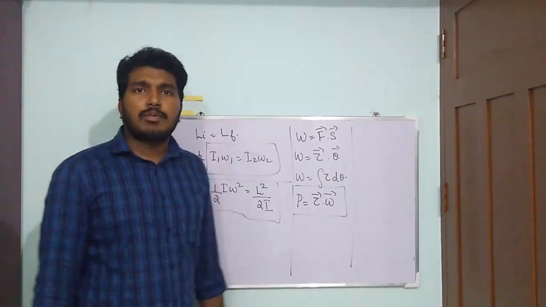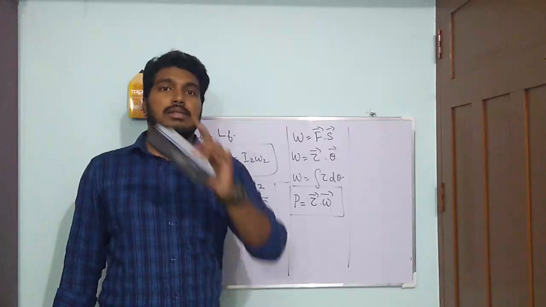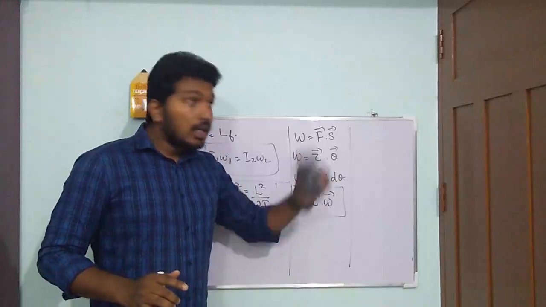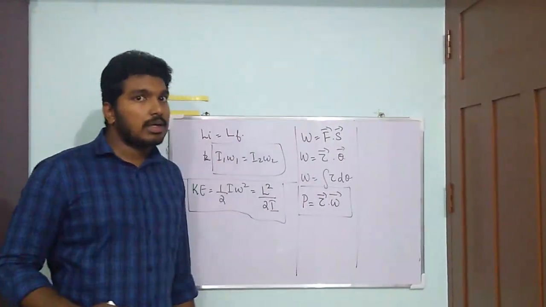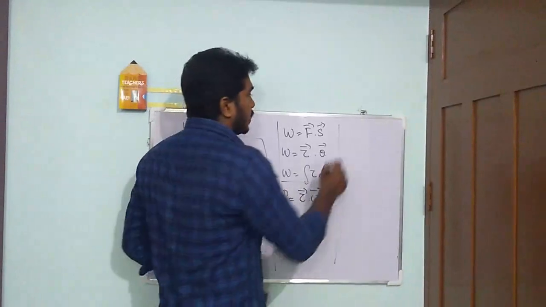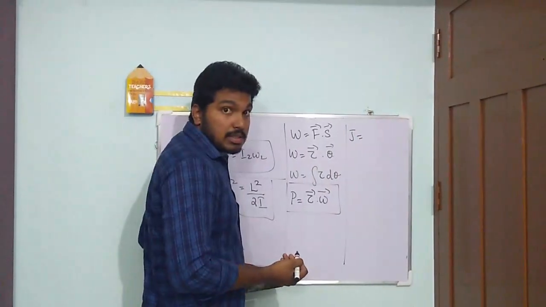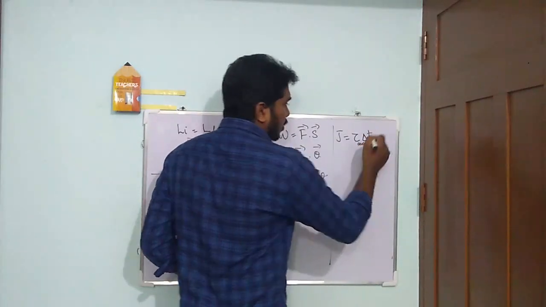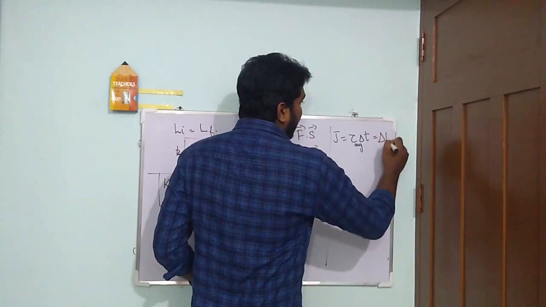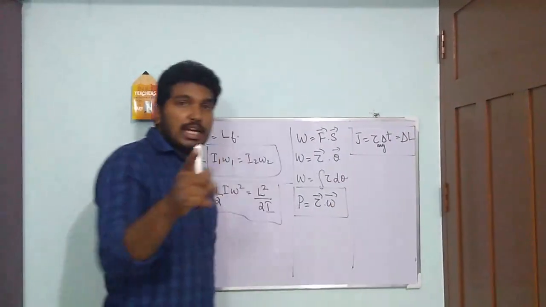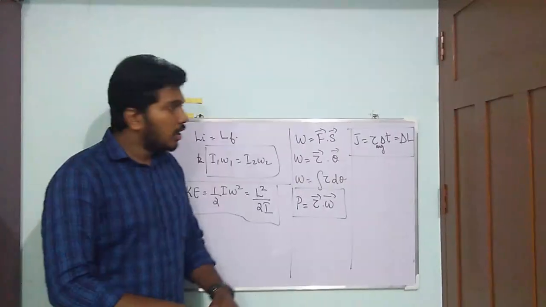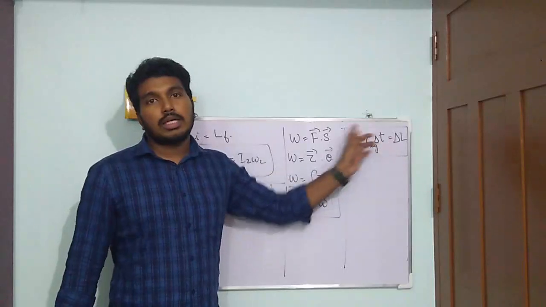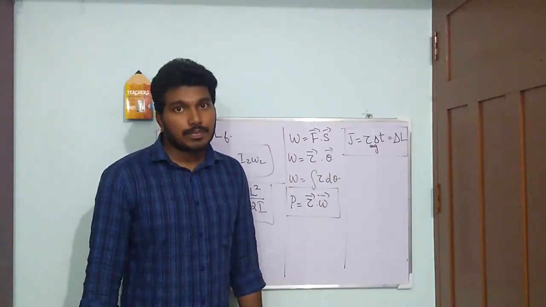Again, one very important concept we have learned in laws of motion is impulse. What is impulse? A large force acting for a short duration of time. Here again, you can use the concept of impulse. Impulse is equal to tau delta t, or tau average into delta t is equal to delta L. What is delta L? Change in angular momentum. So change in angular momentum is equal to the torque into the time duration for which it is acting.